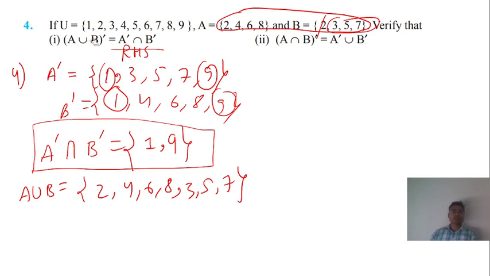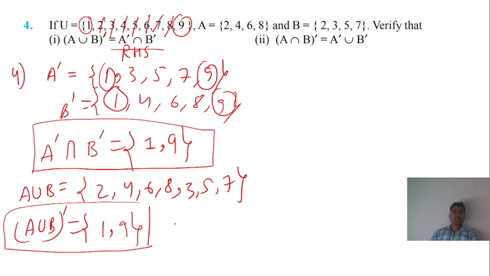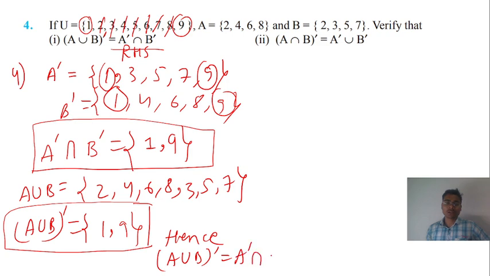Okay, now what we have to do? We have to complement this set A union B. A union B whole complement means removing all the elements of A union B from the universal set. So 2, 4, 6, 8, 3 and 5, 7. These all elements are removed from the universal set. What is left here is 1 and 9. So 1 and 9 will come in that set. As you can easily see from these two boxes that I just drew, these two boxes have the equal and same elements. So we can say from here, hence A union B whole complement is equal to A complement intersection B complement.